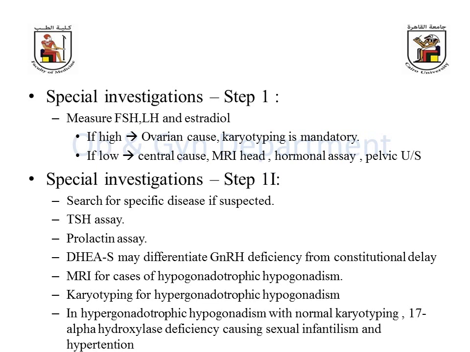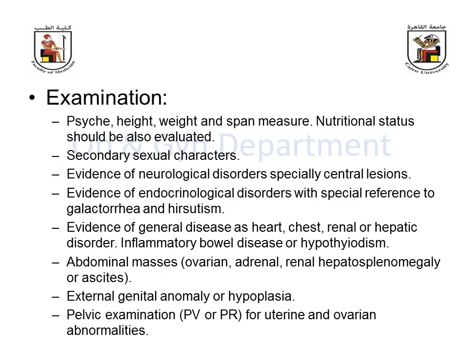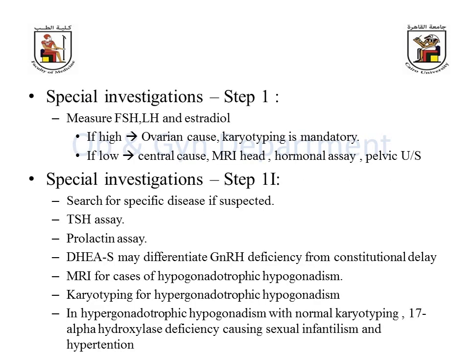Then what about investigation? We do stage 1 or primary step just to classify them if it is hypogonadotrophic hypogonadism or hypergonadotrophic hypogonadism. This is important actually. If FSH, LH, and estradiol are high, so this is a hypergonadotrophic hypogonadism. You should do karyotyping. If they are low, so it is a central cause. You should do MRI head, hormonal assay, and pelvic ultrasound examination.